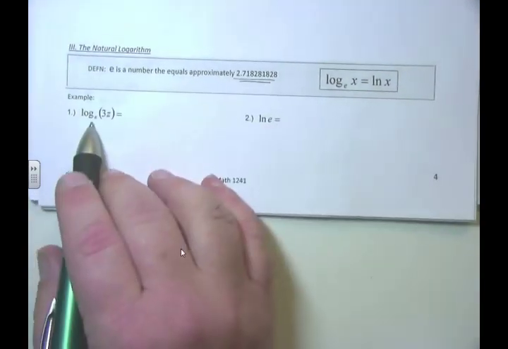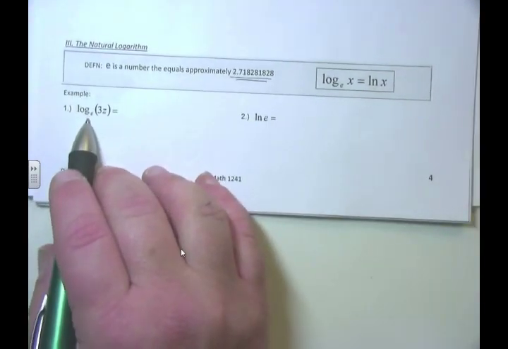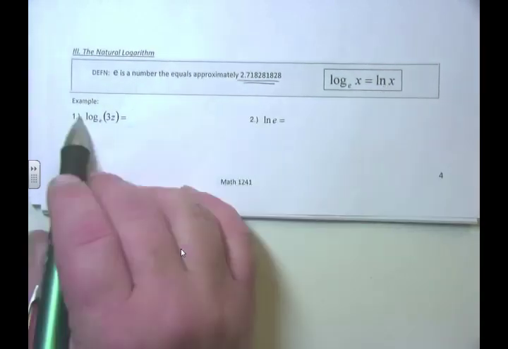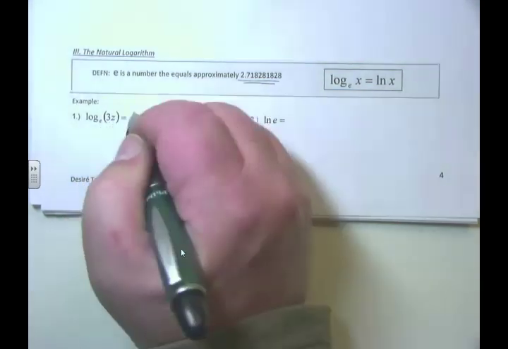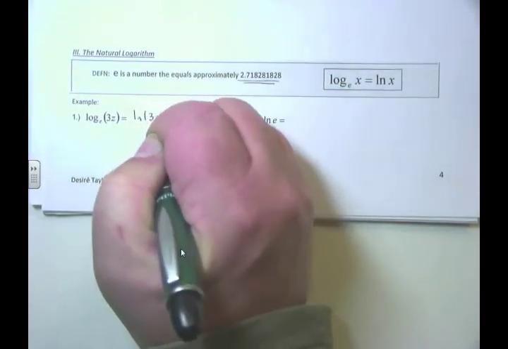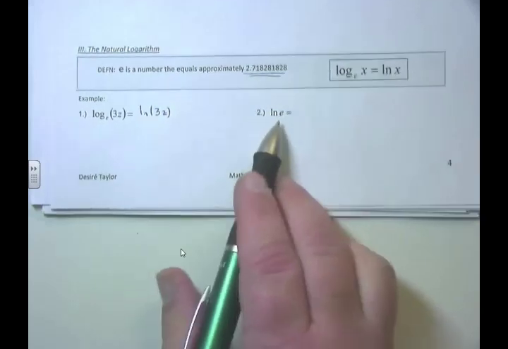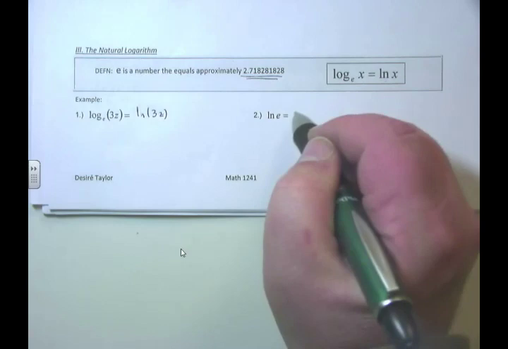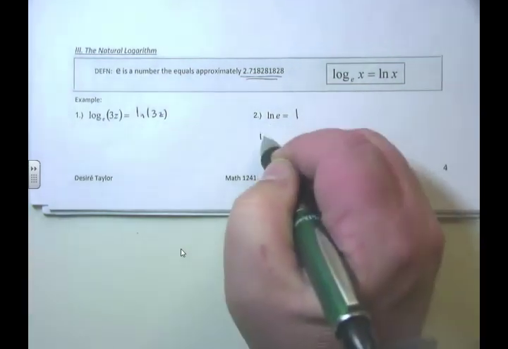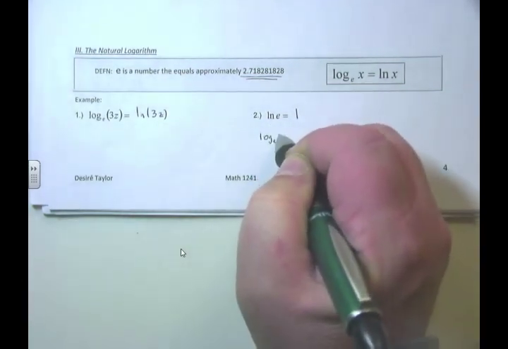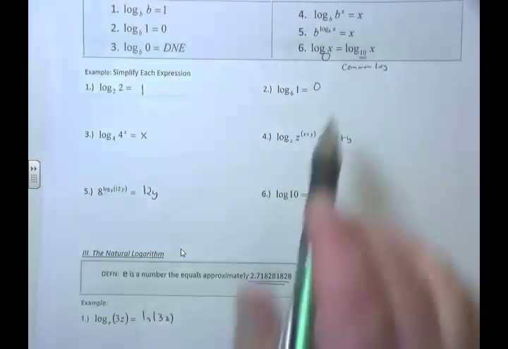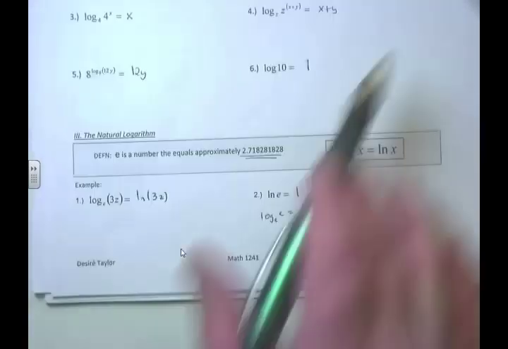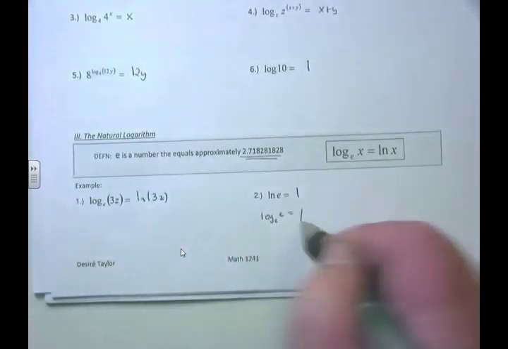So basically, it's understood that log base e is the natural log, and you notice we don't write the base down here because it's understood to be e. So log base e of 3z is the same thing as the natural log of 3z. And here, what is the natural log of e? Very good. It's 1. Why? Because, remember, natural log is the same thing as log base e of e. And according to my properties up here, the log base b of b equals 1. Therefore, the log base e of e is also going to be equal to 1.